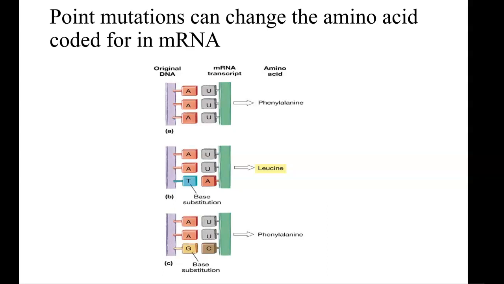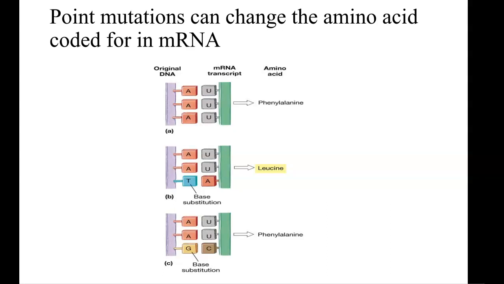If you take a look at picture B, that third A is changed to a T. So we have a base substitution. So now our codon becomes UUA. This codes for leucine. So we're not getting phenylalanine. Is that a big deal? It could be. It could affect how that polypeptide folds.